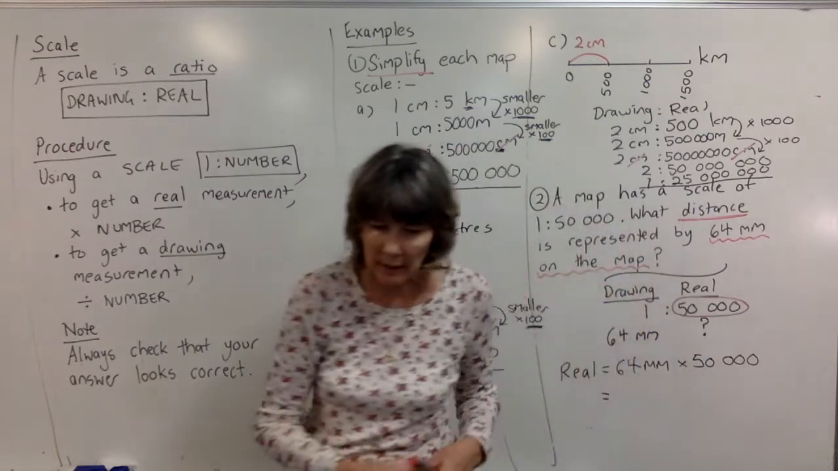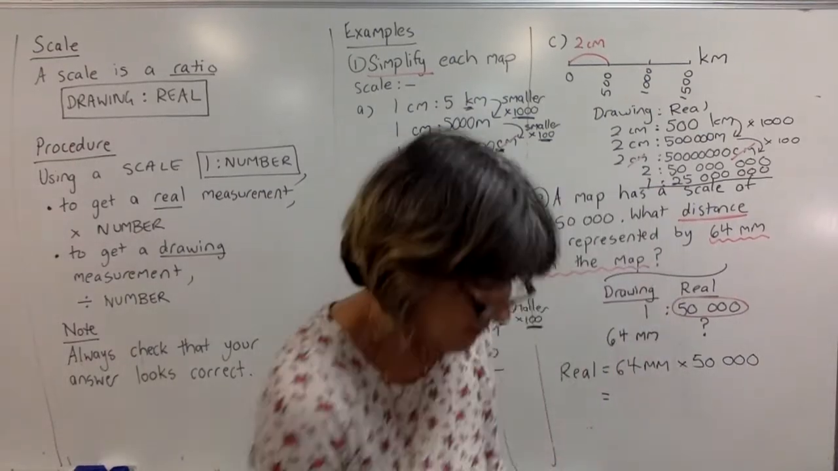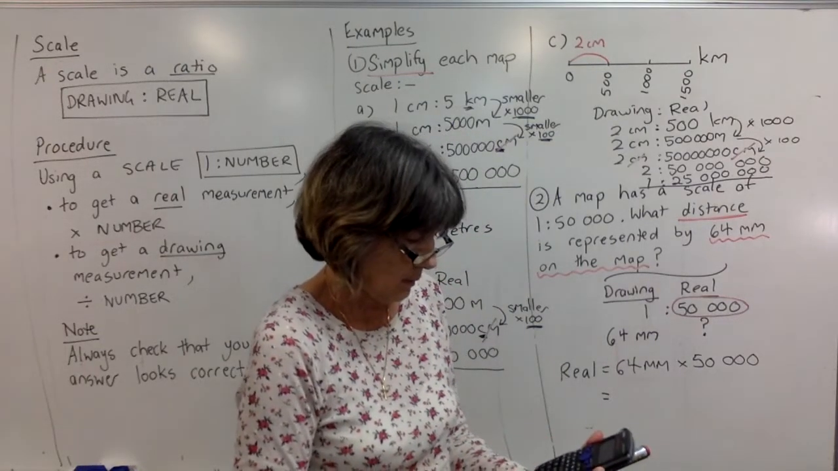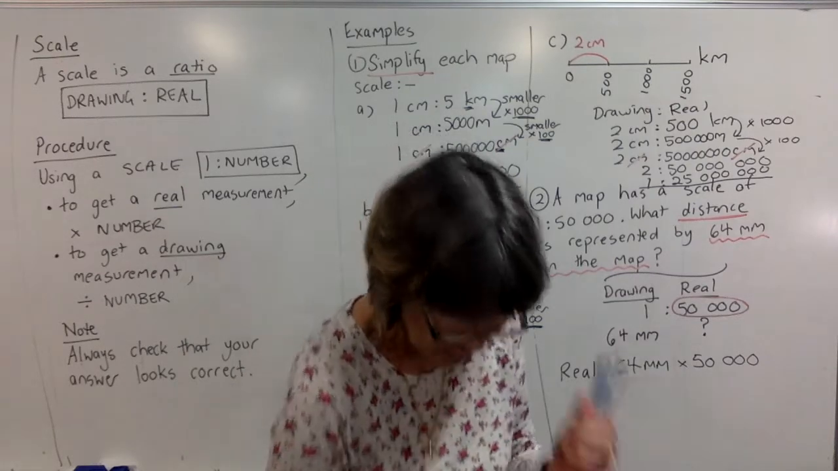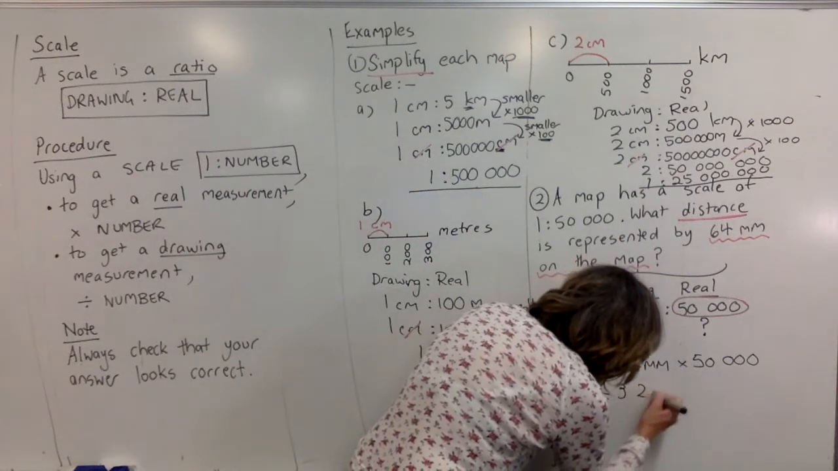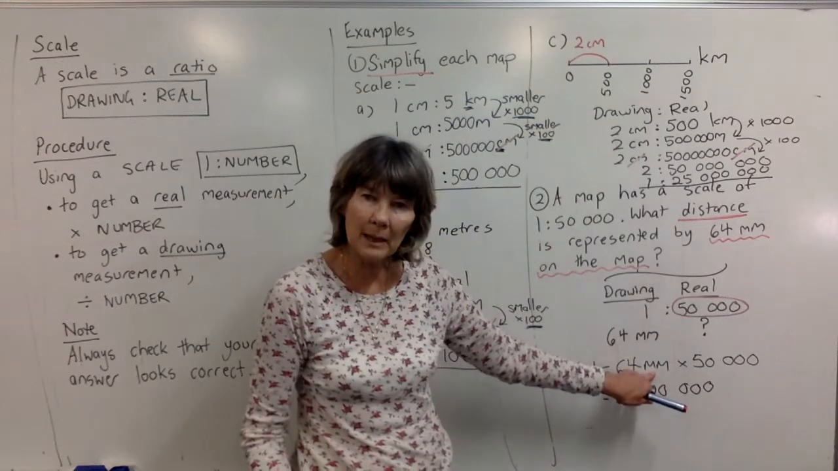So now I'm going to go to the calculator. I'm going to type that in, 64 times 50,000. And see what we end up with. All right, what do we end up with? We've got 3,200,000. 3,200,000. And then we write millimetres on the end.